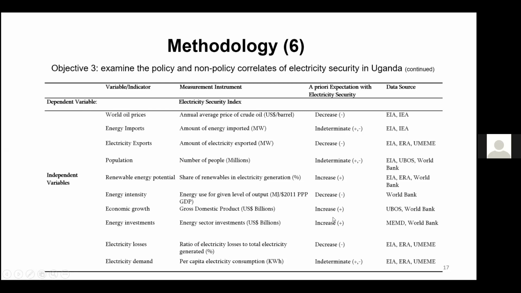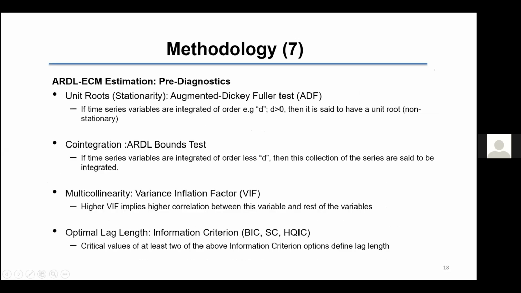GDP and investments take the same direction. More income or high energy investment should translate into an increase in electricity security. And then losses should impact depending on where they come from, technical or non-technical. And finally, energy demand again, which depends on where the rate is going.